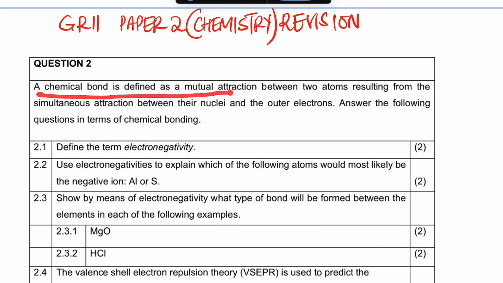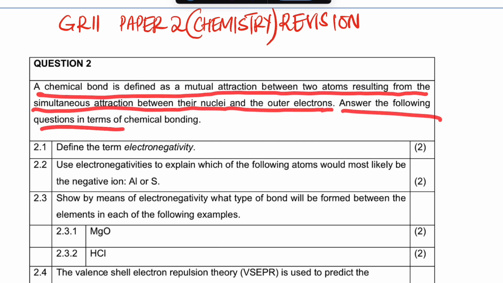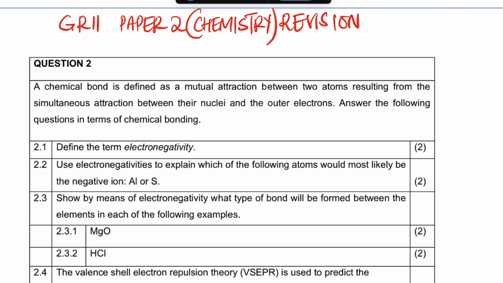Chemical bonding is defined as a mutual attraction between two atoms resulting from a simultaneous attraction between their nuclei and the outer electrons. Answer the following questions in terms of chemical bonding. Now 2.1, it says define the term electronegativity. The electronegativity definition, guys, stick to the exam guideline. It says it's a measure of the tendency of an atom to attract electrons.